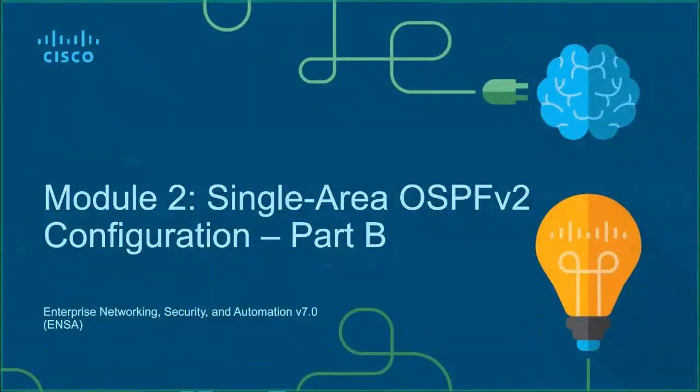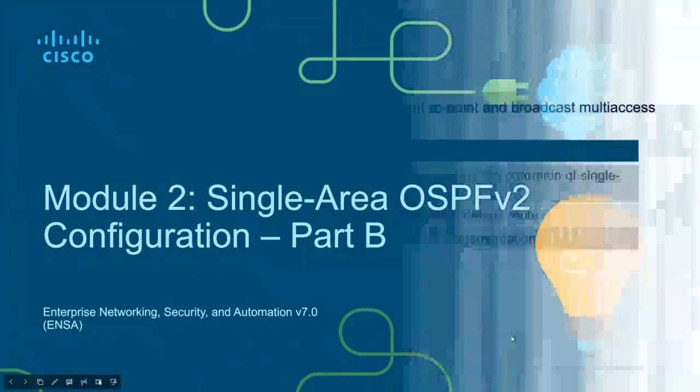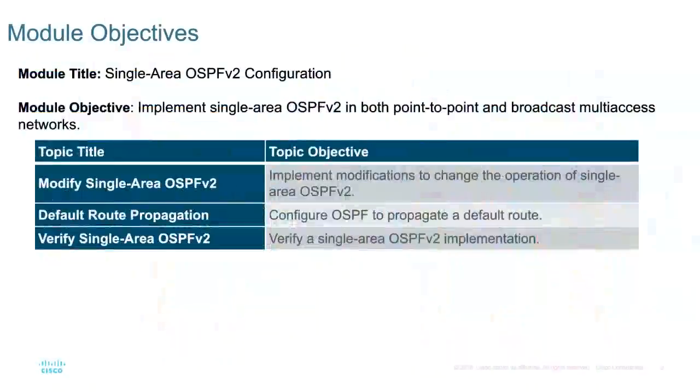And welcome back to part B of OSPF in a single area configuration. This is the second half of module 2, or chapter 2, and what we are going to continue with is modifying our default route propagation through OSPF, and verifying that our OSPF implementation is working.